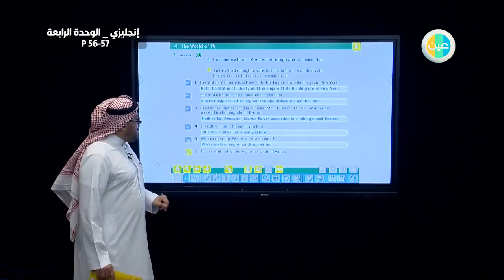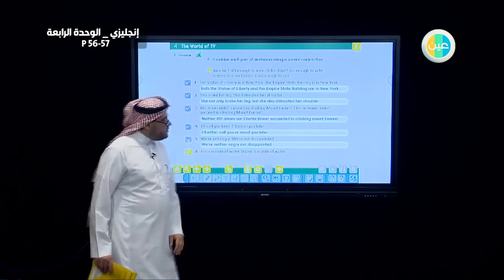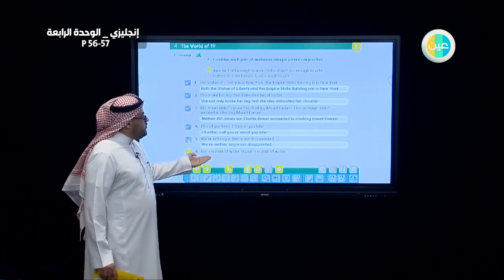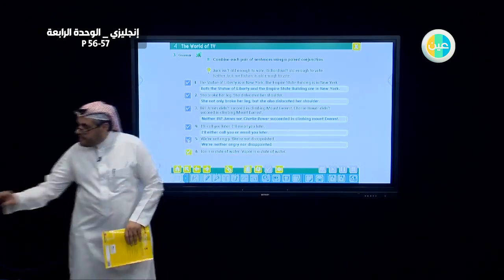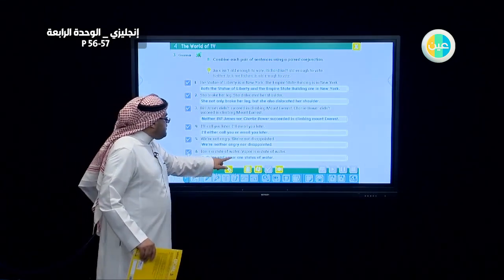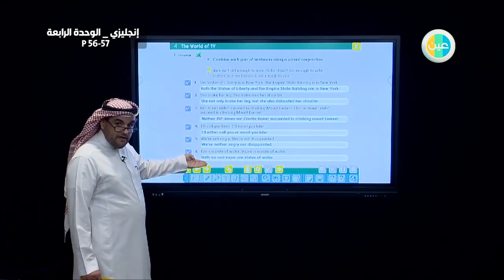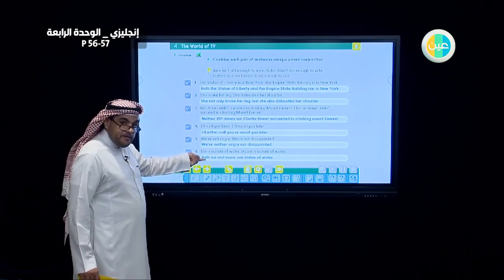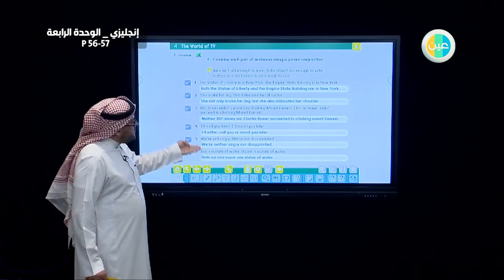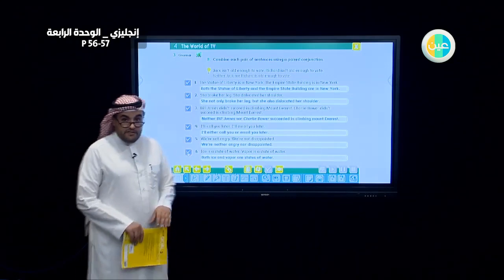Number six, ice is a state of water, vapor is a state of water. So we can make it one sentence also. What can we say? It's very easy. Both ice and vapor are states of water. So with this structure, we avoid redundancy, which is repeating things in more than one sentence.